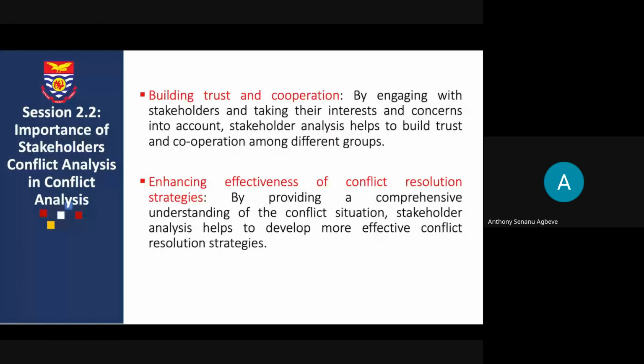So once people feel they belong, at the end of the day, the strategies to address the conflict become effective, because then there's no opposition to the recommendations that have been made, right? So that is what the conflict stakeholder analytical tool is also about. Please, any question? Clarity?